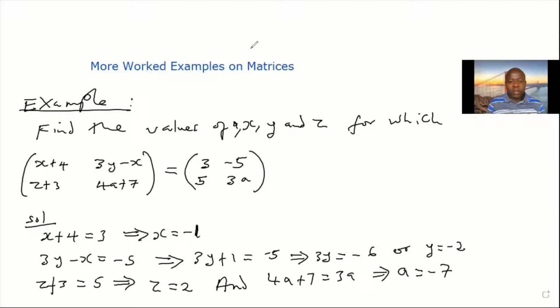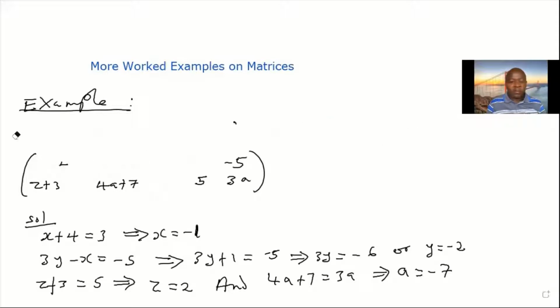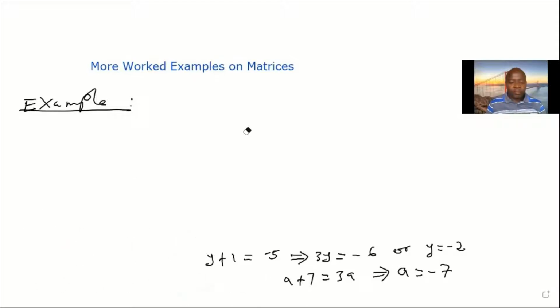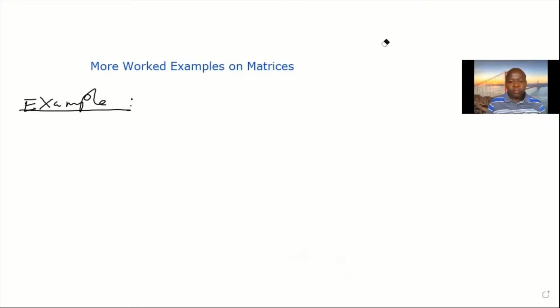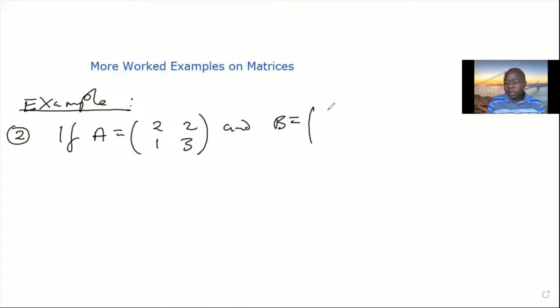Now let's look at another example. I can say that was example A, so now we look at example B. What it says is that if A is this matrix 2, 2, 1, 3, and B is this other matrix, which is 1, 2, negative 2, 1, find AB and BA.